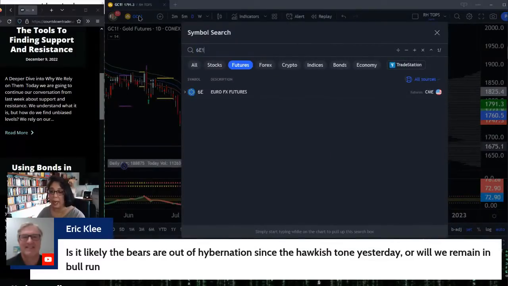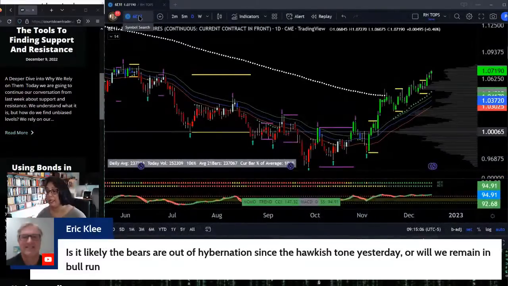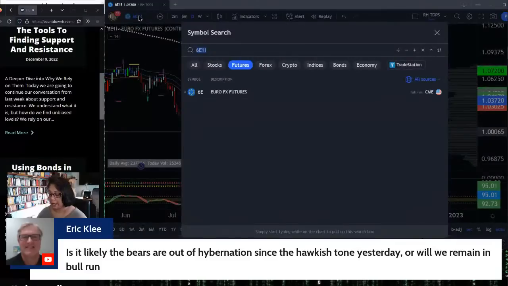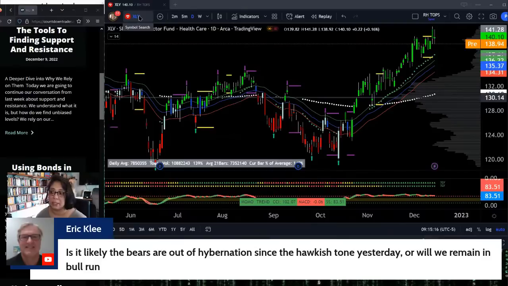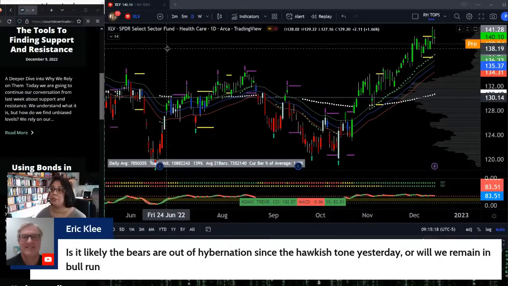If we take a look at the euro, we have the ECB today. Yes, I do presume euro will go higher. That means dollar will go lower. And then if I look at individual sectors, healthcare, yes, I do believe the path of least resistance is still very much bullish for healthcare. So we have to be really specific, gang.